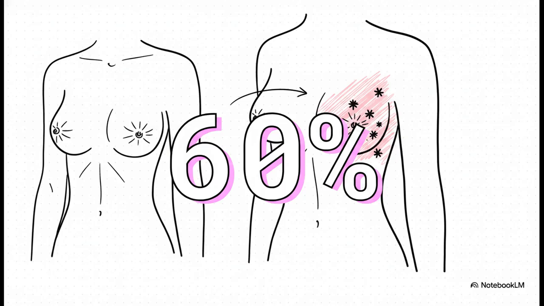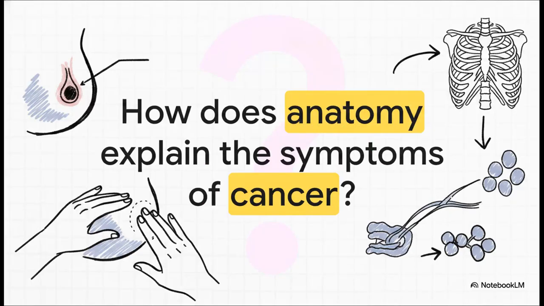Remember that axillary tail of Spence we talked about at the very beginning, that superolateral extension? Yeah, that sits right in this high-risk zone, making careful examination of the upper outer quadrant and the armpit absolutely critical. Which leads us to a really vital question. When a clinician examines a patient, how does all this underlying anatomy we just learned explain the actual physical symptoms of breast cancer? The signs aren't just random, they are direct mechanical consequences of the tumor interacting with the anatomy.